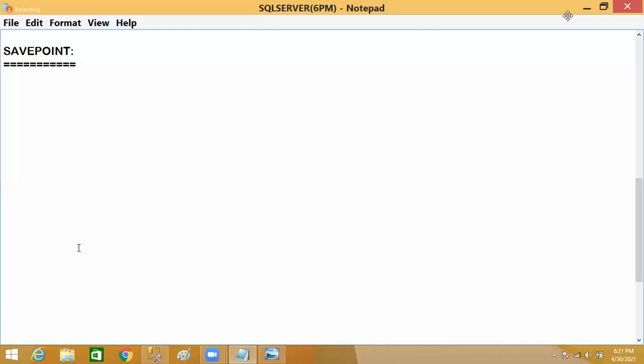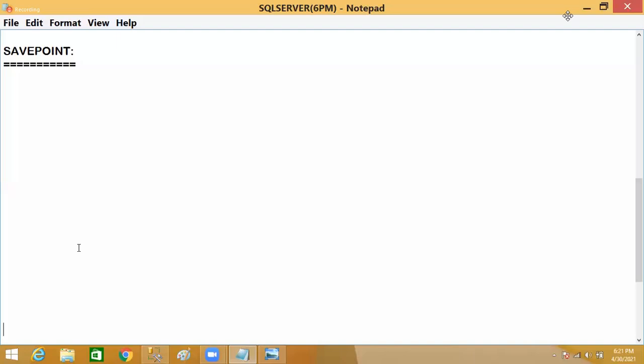One of the commands is what now? Savepoint. With the help of a savepoint, the advantage is that a specific row of data we can roll back. So that is the advantage of a savepoint. But how are these savepoints created?